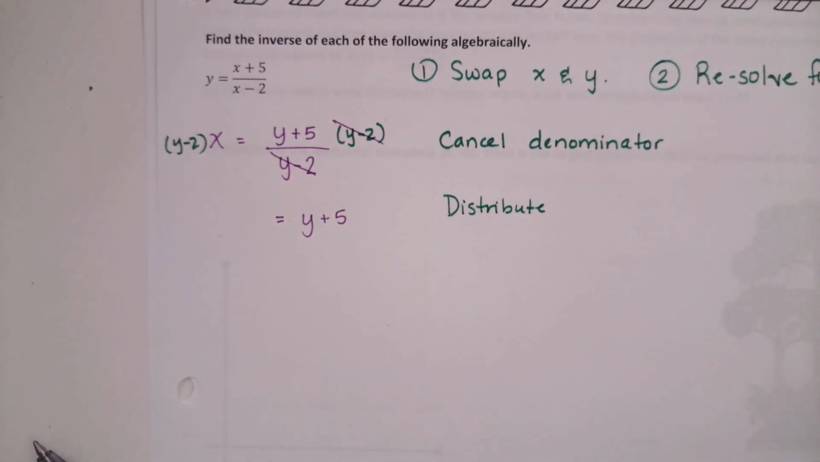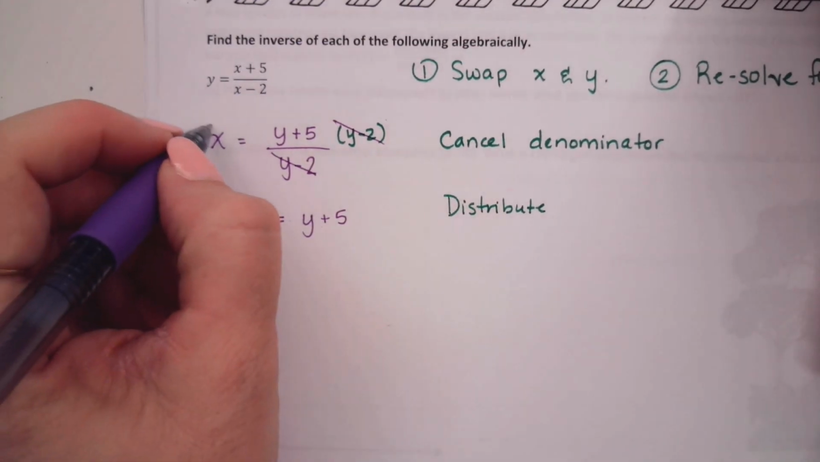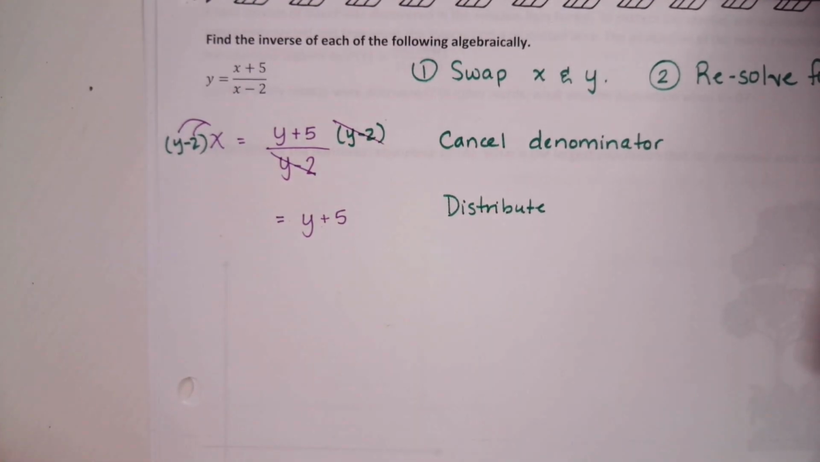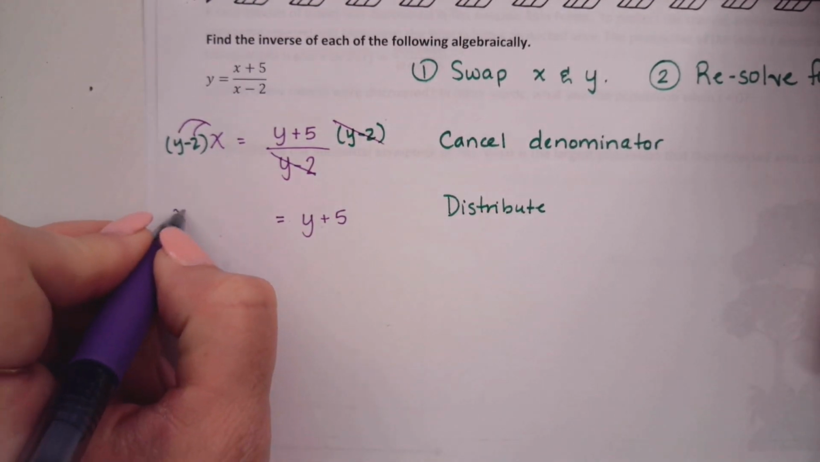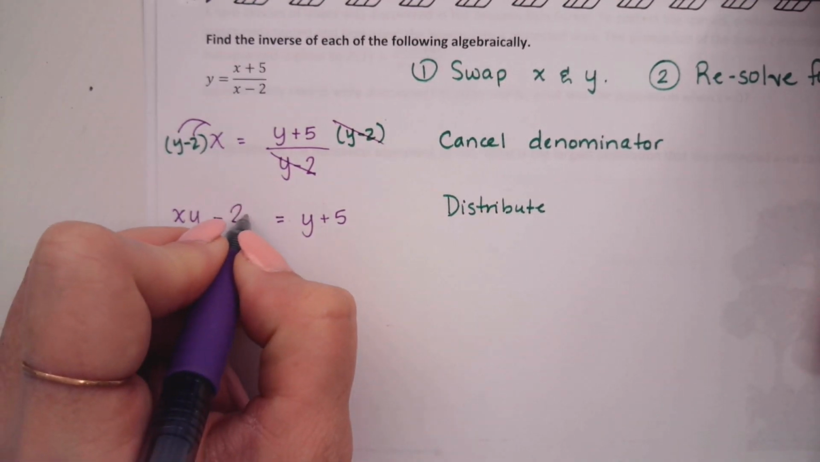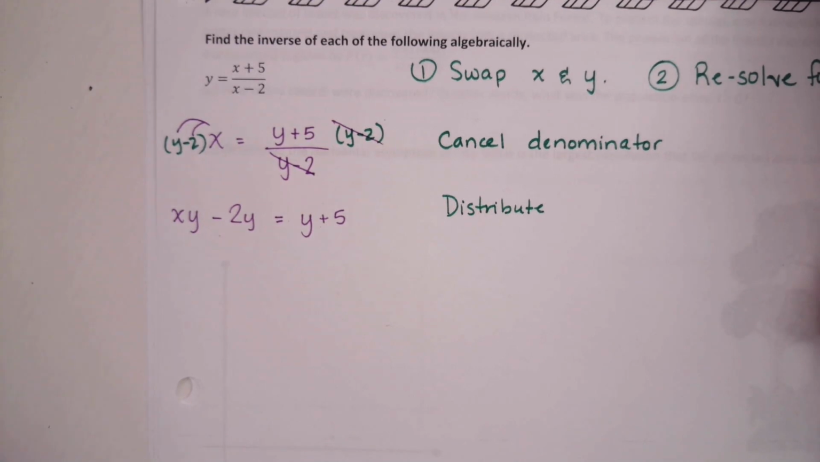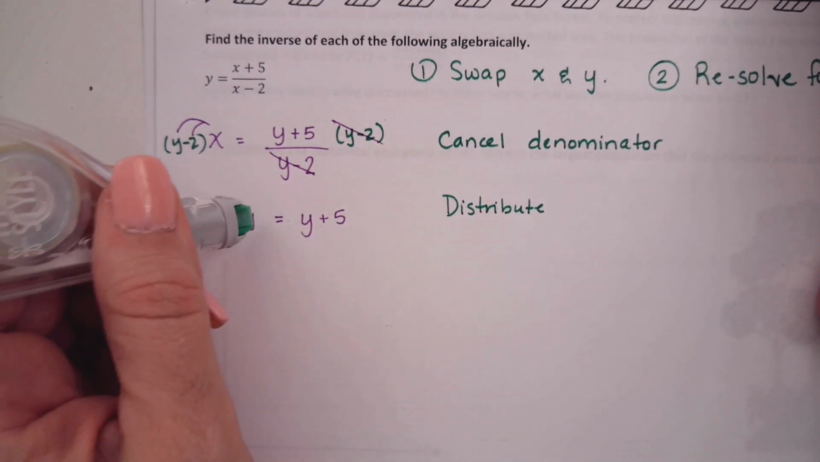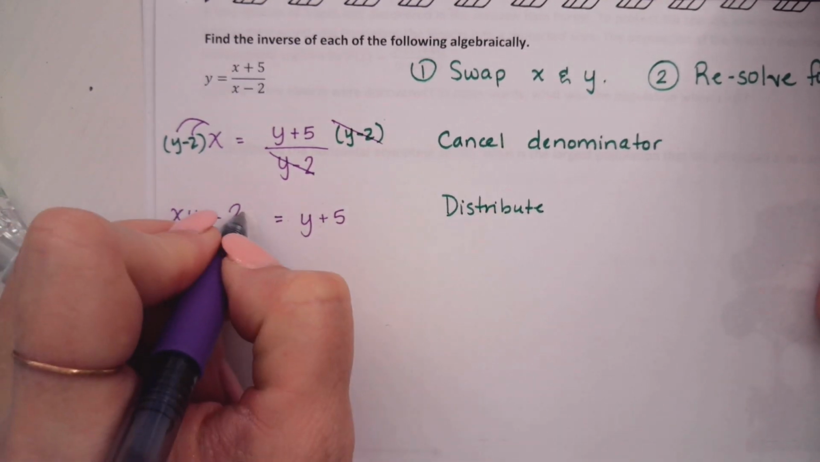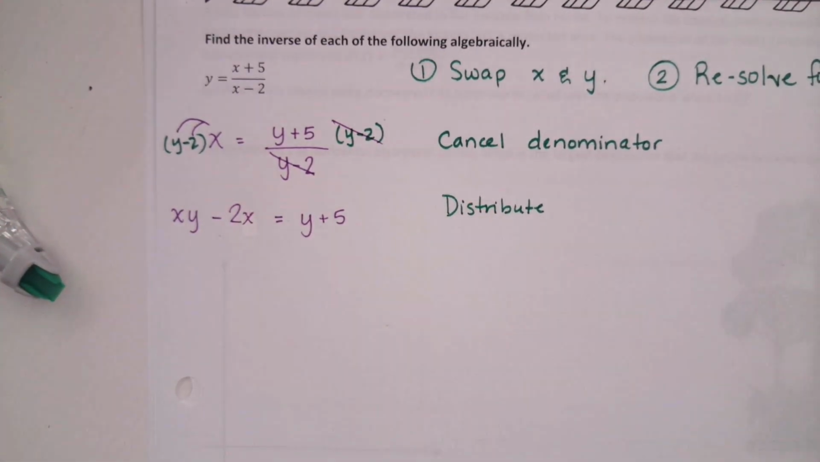Okay, so on the left side, I need to take that x and distribute it into the parentheses. So I'll have x times y first, which is xy. And then I'll have x times negative 2, which is minus 2x. I wrote y even though I said x. Is this process feeling familiar to anyone? Okay, well, we've done it before.